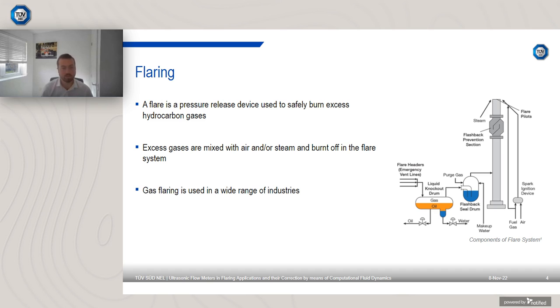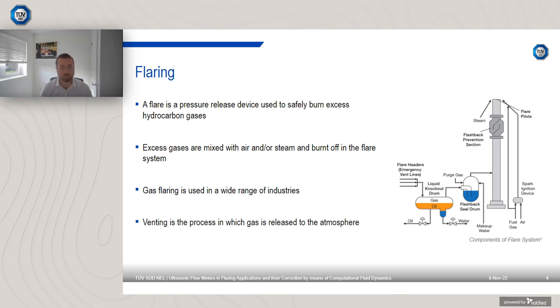So gas flaring is used within a wide range of industries. It's not just oil and gas. So you can find them in wastewater treatment plants. You can find them in landfill sites. So landfills use them basically to get rid of the bad odour smells so they don't escape. However, you will primarily find these flares within the oil and gas industry.